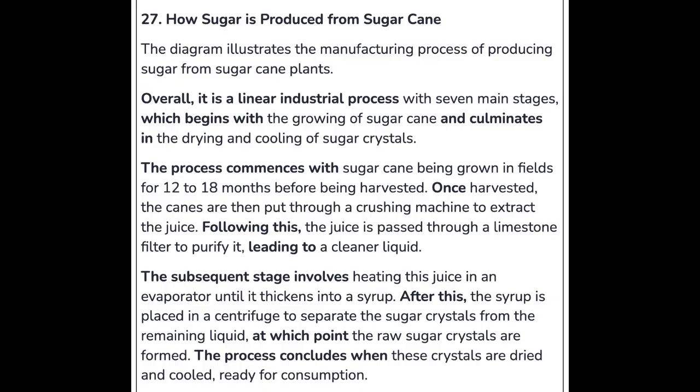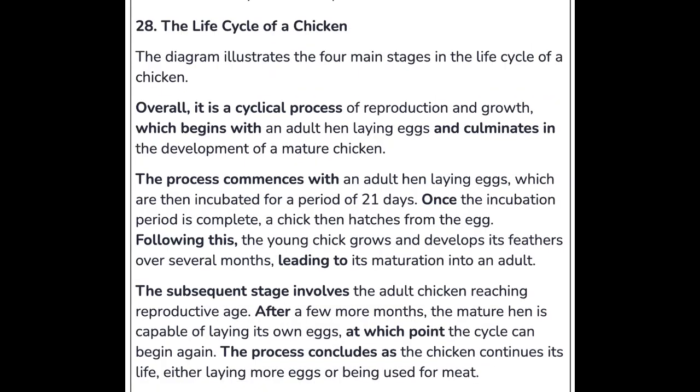The subsequent stage involves heating this juice in an evaporator until it thickens into a syrup. After this, the syrup is placed in a centrifuge to separate the sugar crystals from the remaining liquid, at which point the raw sugar crystals are formed. The process concludes when these crystals are dried and cooled, ready for consumption.